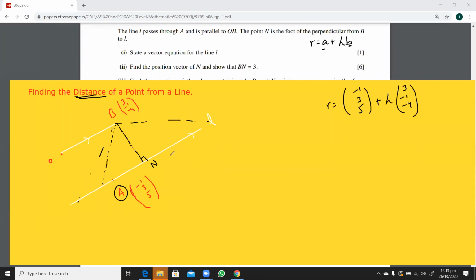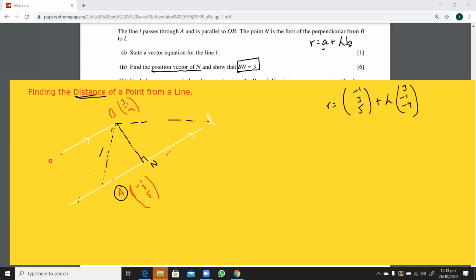Now, from now on, the method starts: how to find the distance of a point from a line, okay? This question gives us a hint that N is the foot of the perpendicular from B to L. So this has basically facilitated us by telling us that there is N, the foot of the perpendicular from B to this line L, okay? Now we have to find the position vector of N, that is what this question says, and we're to show that the distance BN is 3. This is my today's topic, how to show that this distance is 3, how to find the distance of a point from a line.